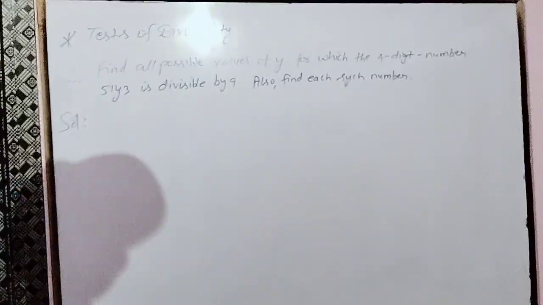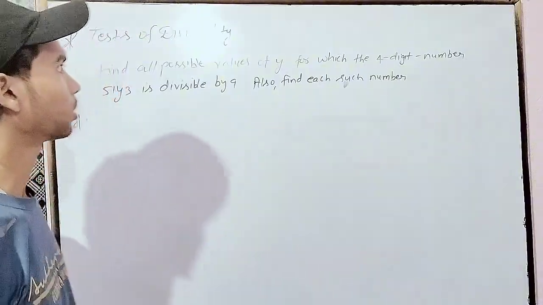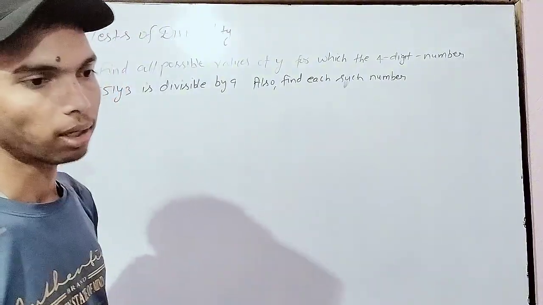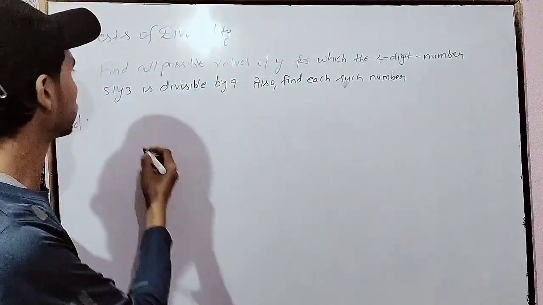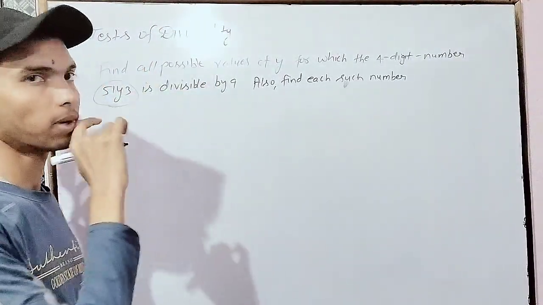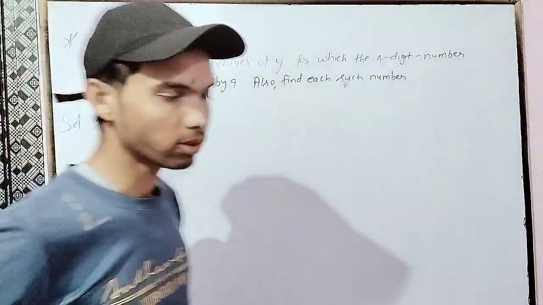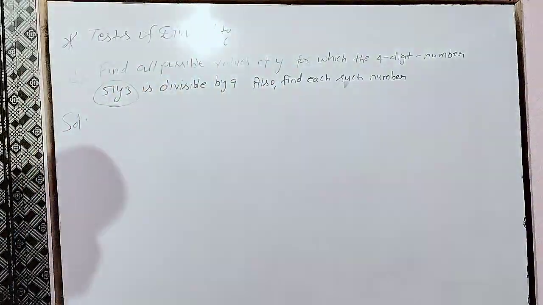I read this question. The question is saying to find all possible values of y. Y is an unknown. What digit in place of y will make this number divisible by 9? Also find each such number.